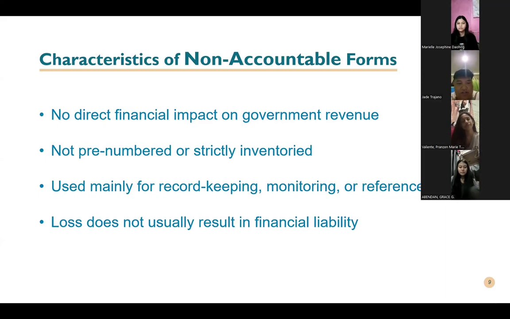The fourth is loss. Loss does not usually result in financial liability. If a non-accountable form is lost, it generally does not cause financial loss to the government or require someone to pay for the missing forms.